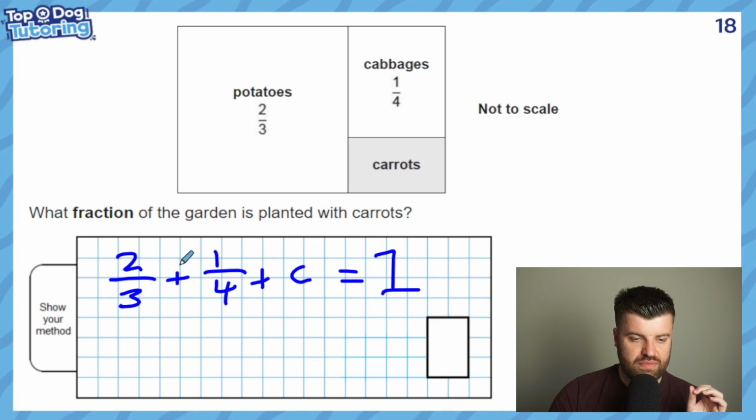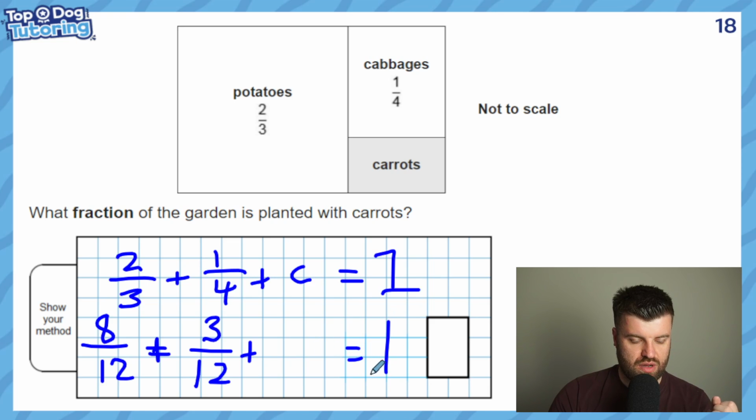This is slightly harder because you have to change both fractions. What's a number that's in the 3 times table and the 4 times table? Well, let's just change them to 12ths. 3 times 4 is 12. Do the same to the top. We have 8/12 for the potatoes. Now we have quarters. We're going to change that to 12ths. 4 times 3 is 12. Do the same to the top. I get 3/12. Plus something equals 1 whole.